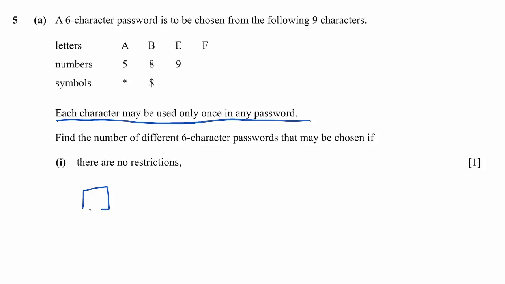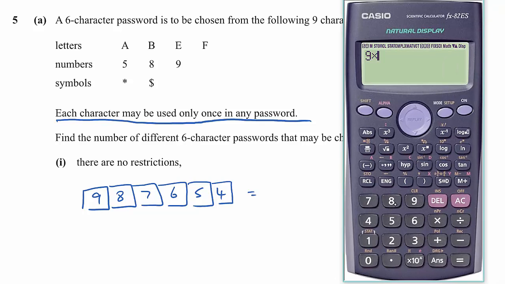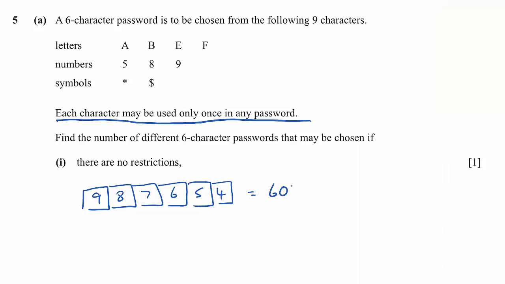Well, with no restrictions other than the fact that each one can only be used once, we have 9 choices of our first, then 8 choices, 7, 6, 5, 4. And so we just need to do that. So 9 times 8 times 7 times 6 times 5 times 4 gives us 60,480.